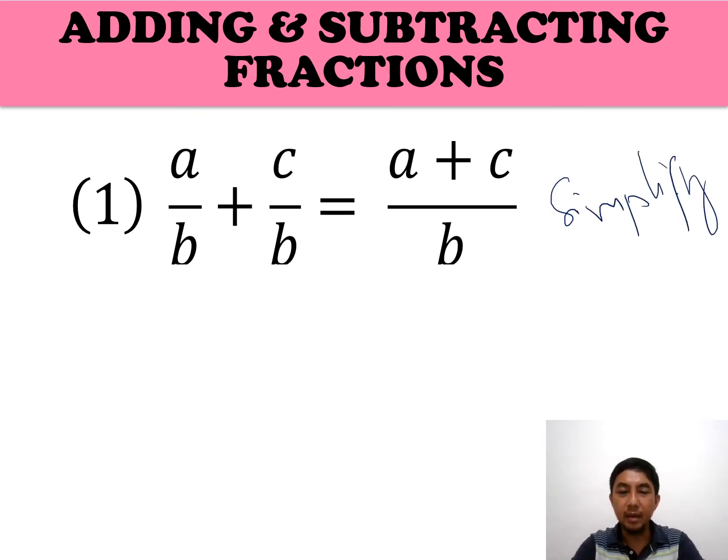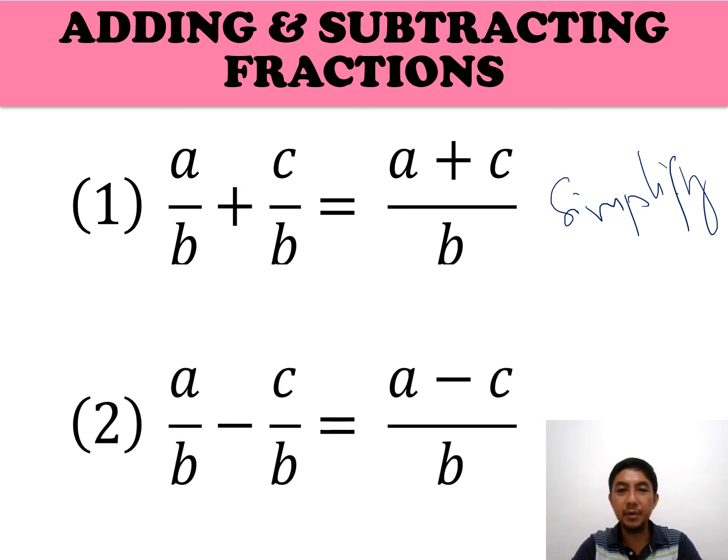Okay? Likewise, for the subtraction, same process. If the denominator is the same, just subtract the numerators and then copy the denominator. So in this case, if you are given a over b plus c over b, that is equal to a plus c over b. For subtraction, if you are given a over b minus c over b, that is equal to a minus c over b. And as I've said, if it can be simplified, i-simplify po natin.